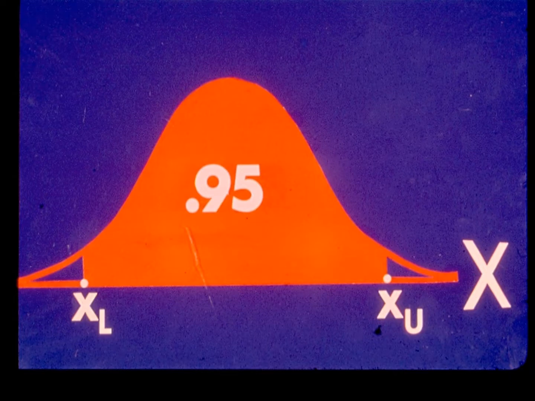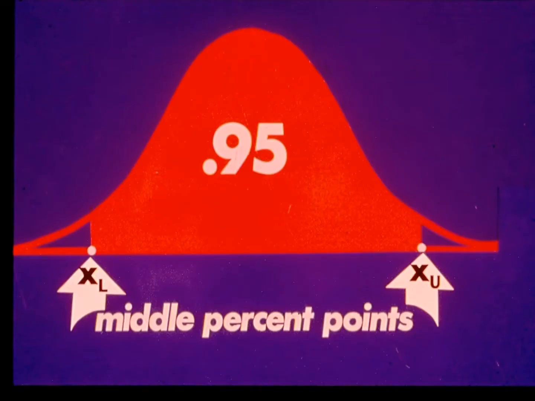We then need to find two values of x which correspond to lower and upper percentiles of the normal distribution for the baby population. These points are labeled x sub L for lower and x sub U for upper. Because these two points identify a middle area of 95% under the normal curve, we generally call these points the middle 95% points of the distribution.